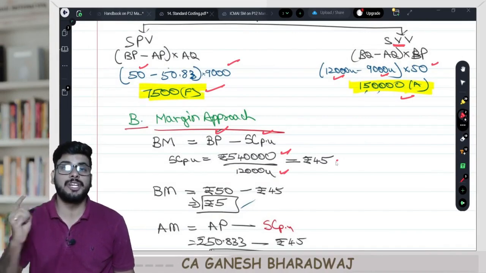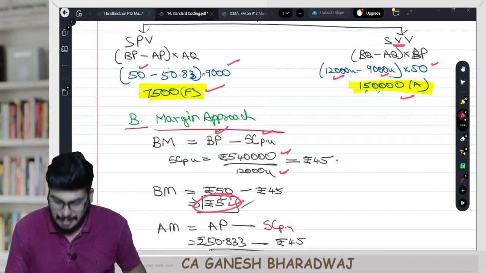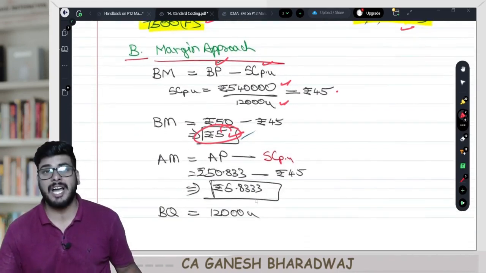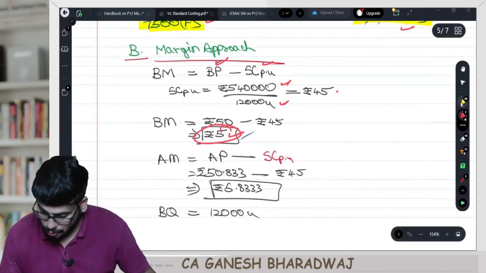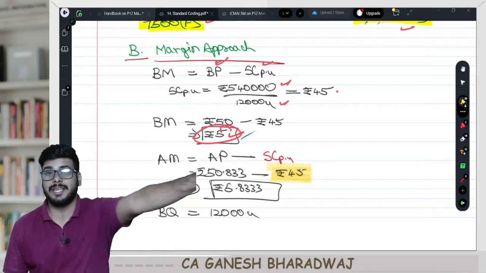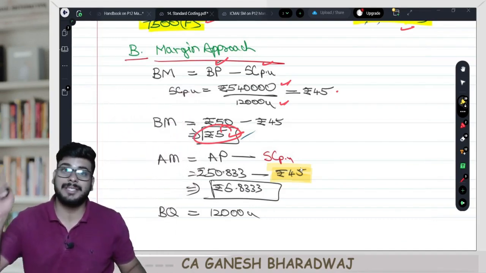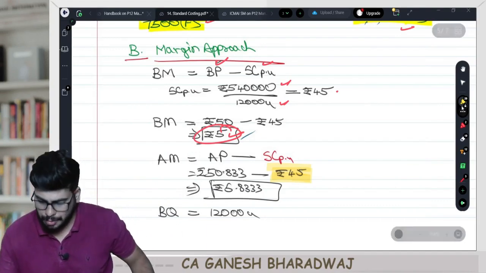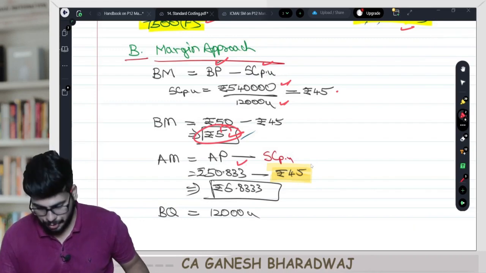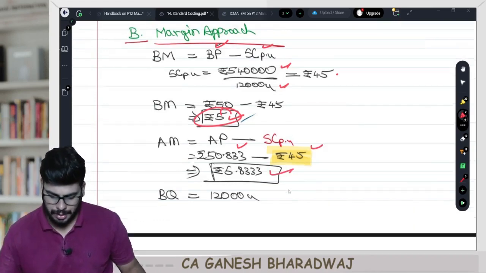So per unit, what is the budgeted margin? 50 minus 45, 5 rupees. Every time I sell a unit, I am planning to earn 5 rupees. But what was the actual margin? Remember, this is where I told you things become different. In this case, the calculation is actual price minus standard cost per unit. Actual price is 50.83333, but the standard cost per unit is 45, so the actual margin ended up to be 5.83333. Clear with this, guys?